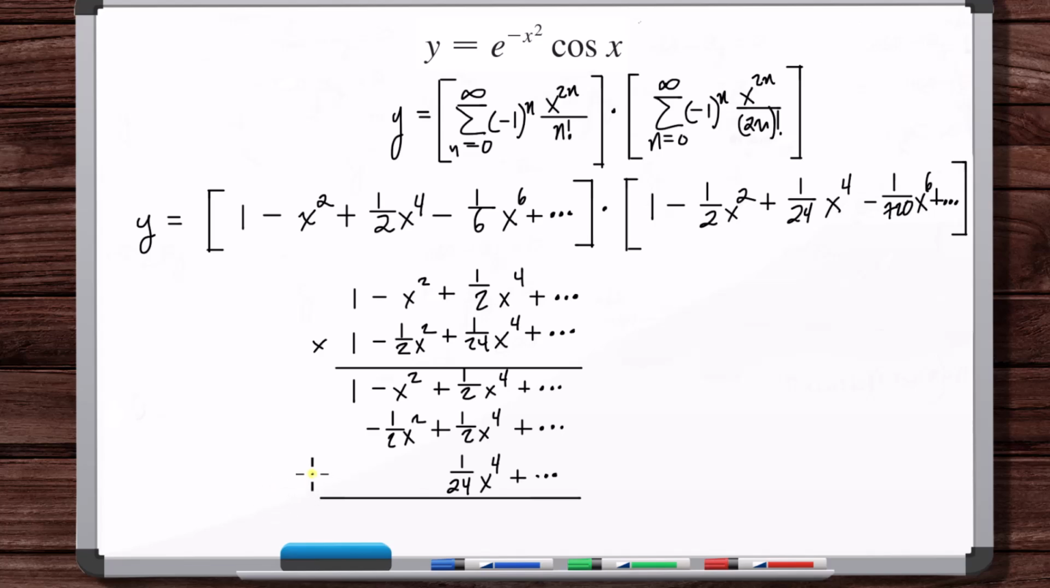Now we add this. Okay, so we got 1 plus 0 plus 0. Then minus x squared minus 1x squared minus 1/2 x squared is minus 3/2 x squared. 1/2 plus 1/2 is 1, plus 1/24. So 24 over 24 plus 1 over 24 is 25 over 24. So plus 25 over 24 x to the fourth.